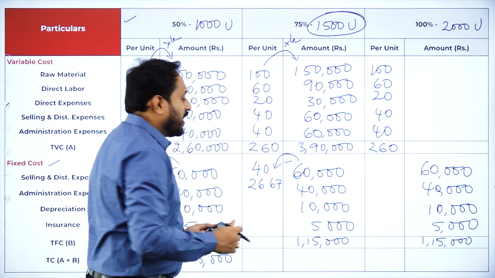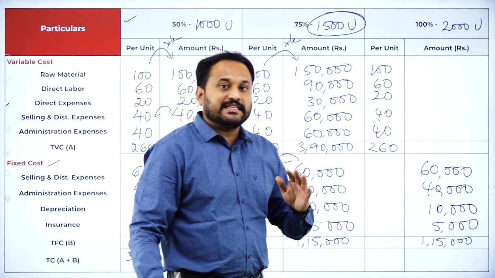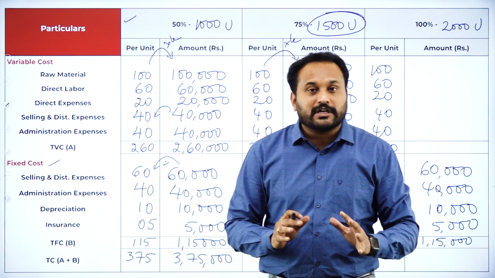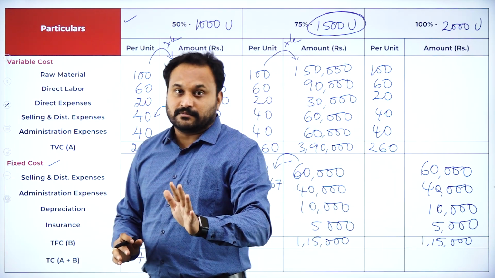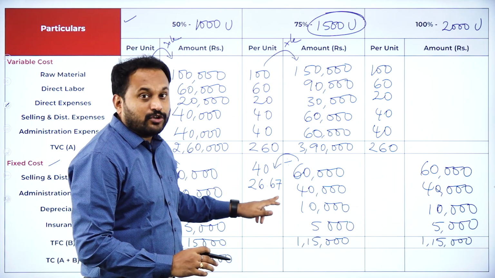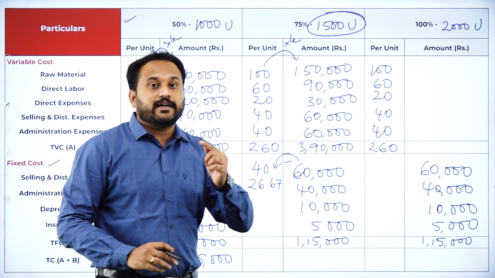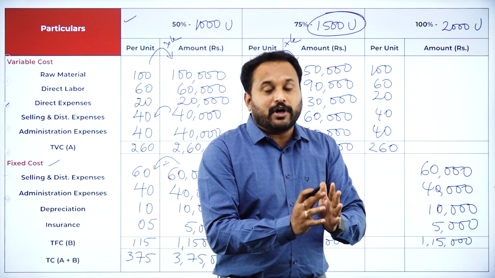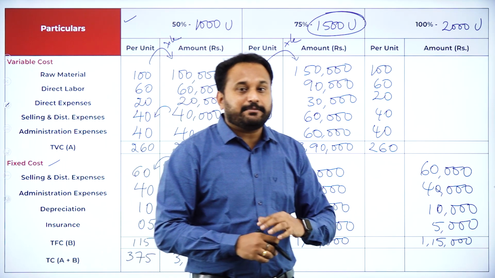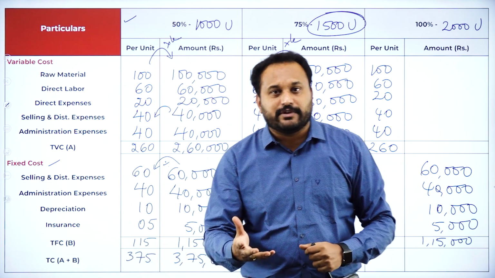26.67 you can take, or you can actually keep it 26.66, no issues. But don't take 27. You should not take 27. Don't round off, because even 1 paisa is very, very important in management accounting. Say, I'll give you an example why 1 paisa is very important.